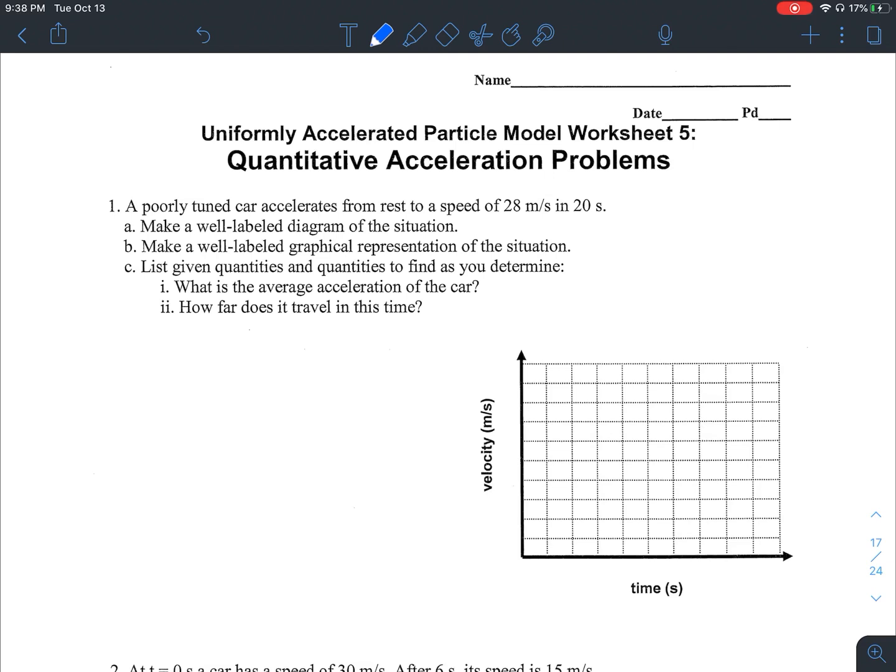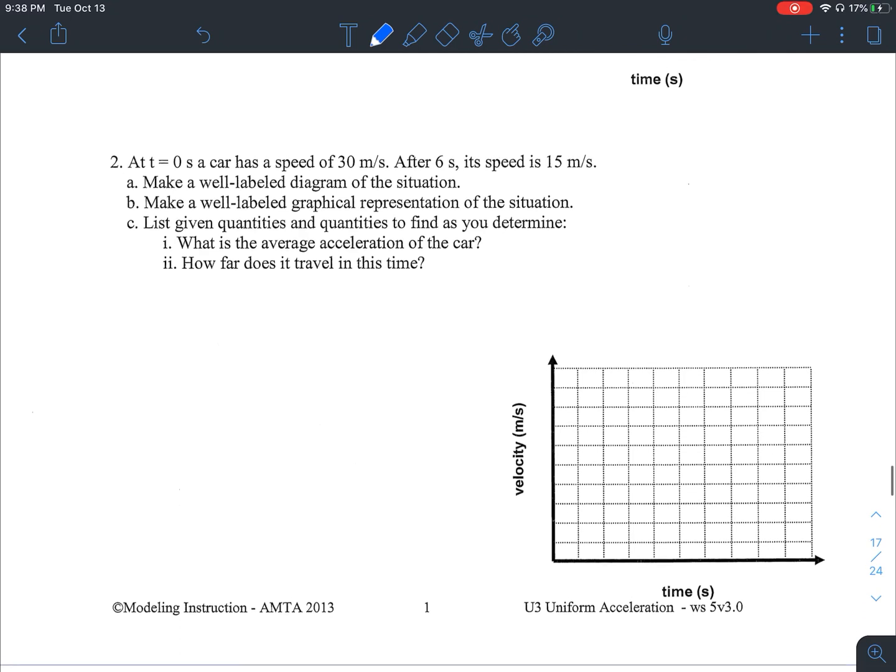So we already talked about question one in class, and the one class had some connection issues, so you watched the video previously posted. So here we go. We're going to go through number two.